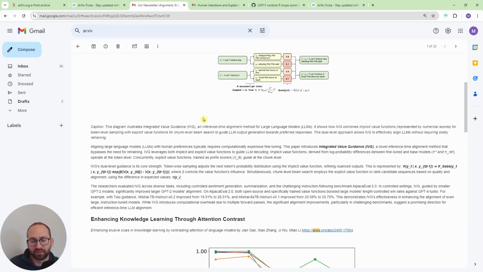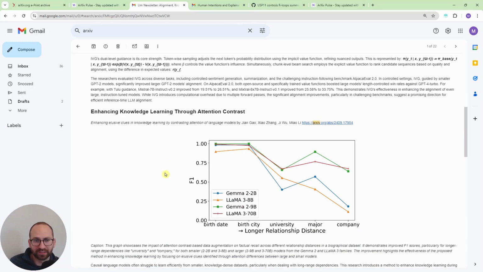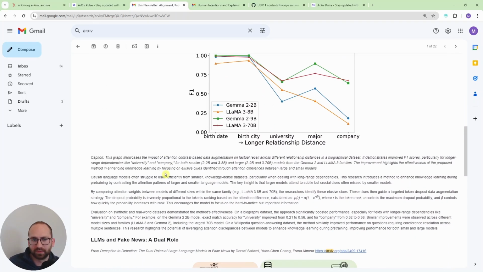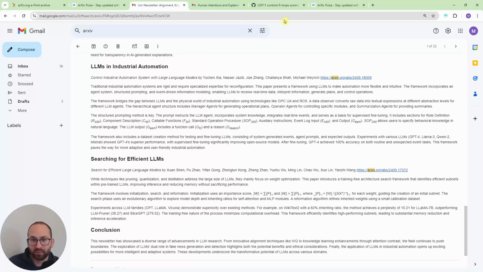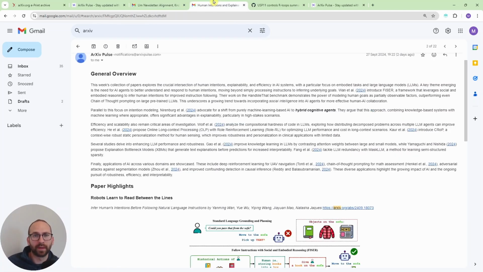You have a caption for the figure in italics, and the language is just so easy to follow. It's really written in a clear and easy way for someone who doesn't know computer science like myself. Another paper, another figure, same format, then more papers. With every paper, you always have a link to the arXiv database, and then in the end, a conclusion, which is a summary of all of this together. Really useful, really easy to read and understand what's going on.